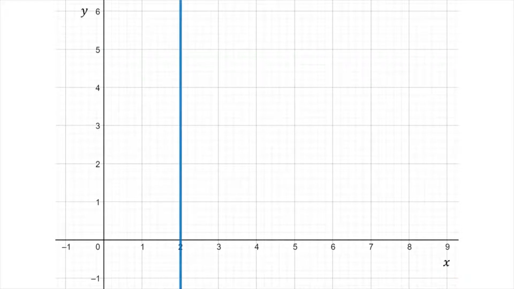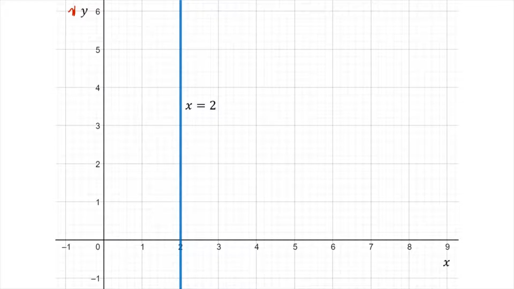A vertical line is a line that is parallel to the y-axis and it's x units to the right or x units to the left of the y-axis. This particular vertical line that we have here is 2 units away from the y-axis, or 2 units to the right of the y-axis. So it's defined as x equals positive 2.